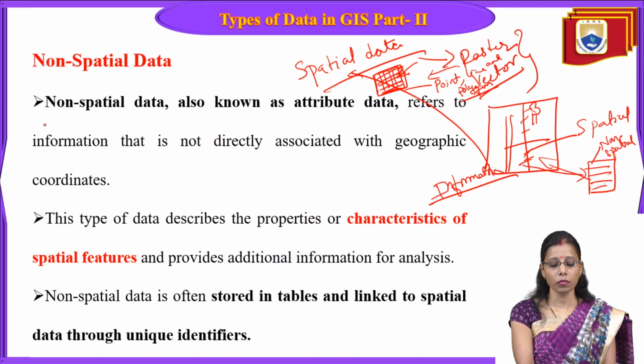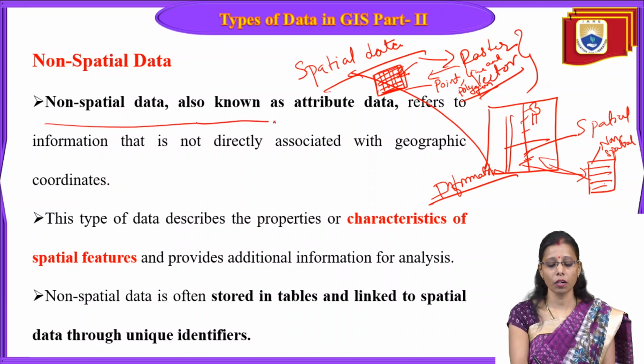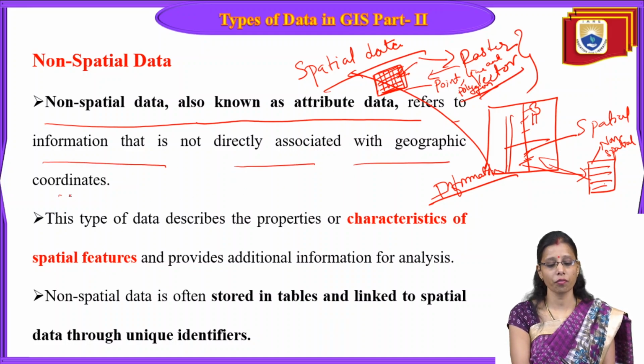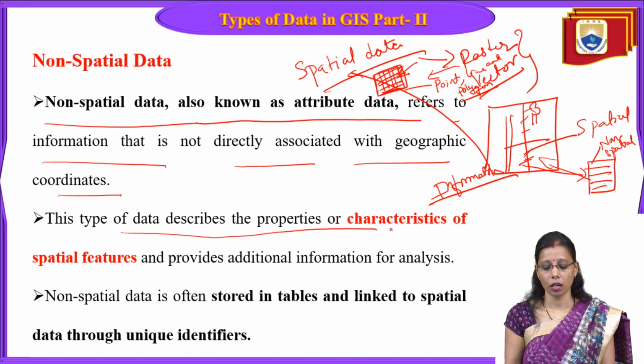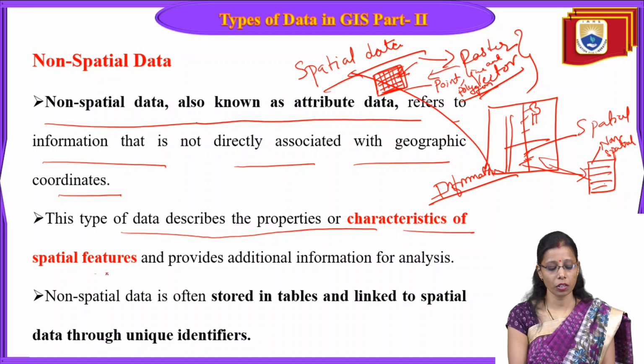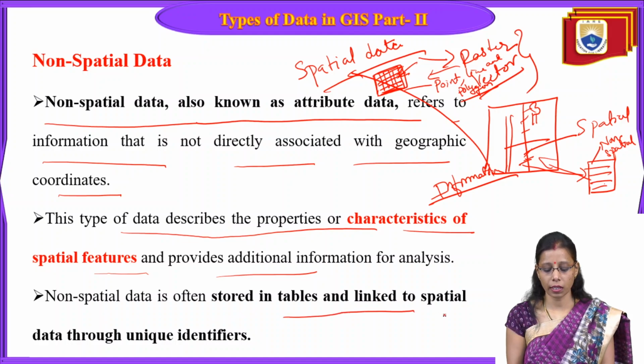Non-spatial data, also known as attribute data, refers to information that is not directly associated with geographic coordinates. This type of data describes the properties or characteristics of spatial features and provides additional information for analysis. Non-spatial data is often stored in tables linked to spatial data through unique identifiers.